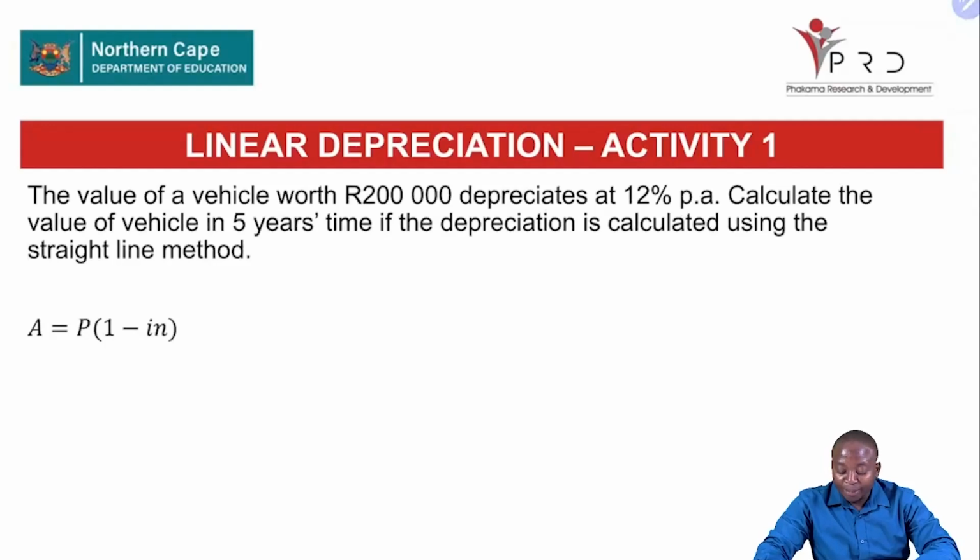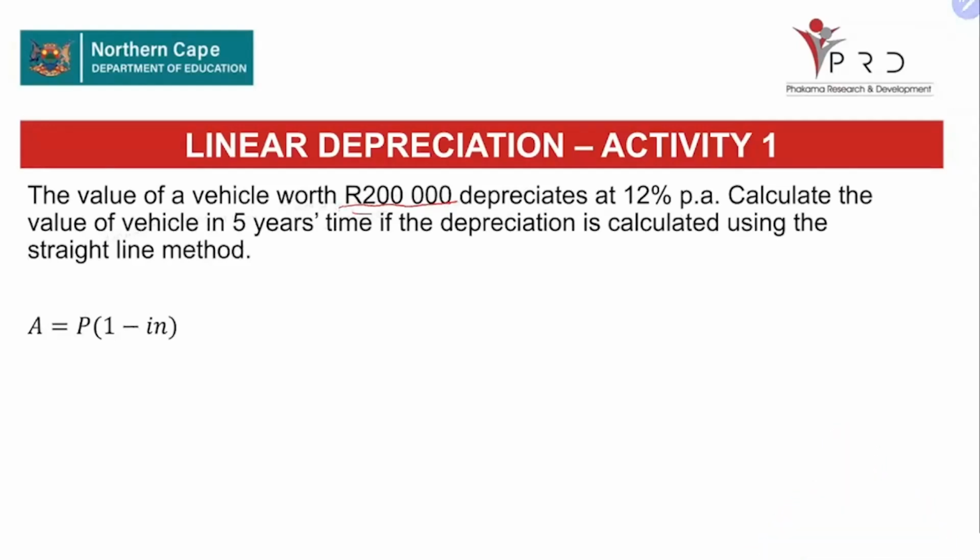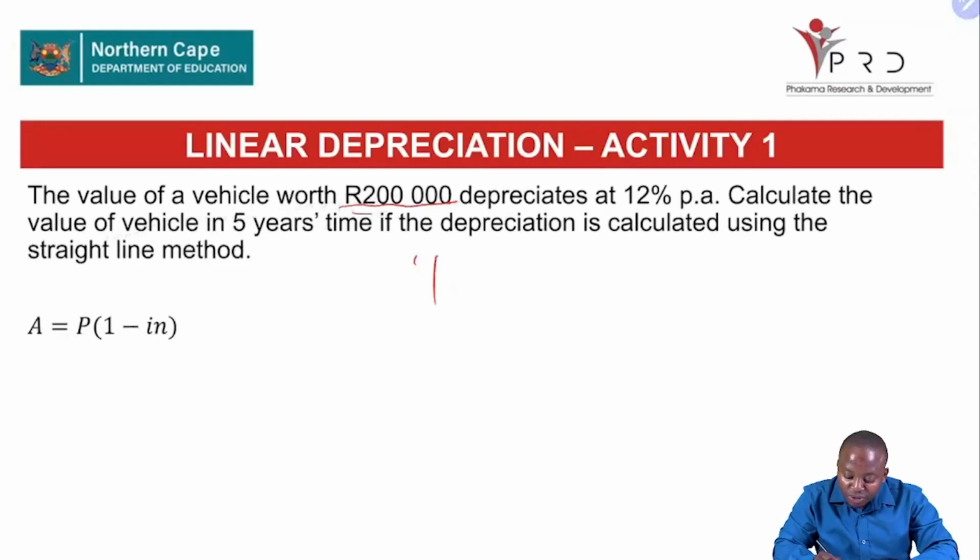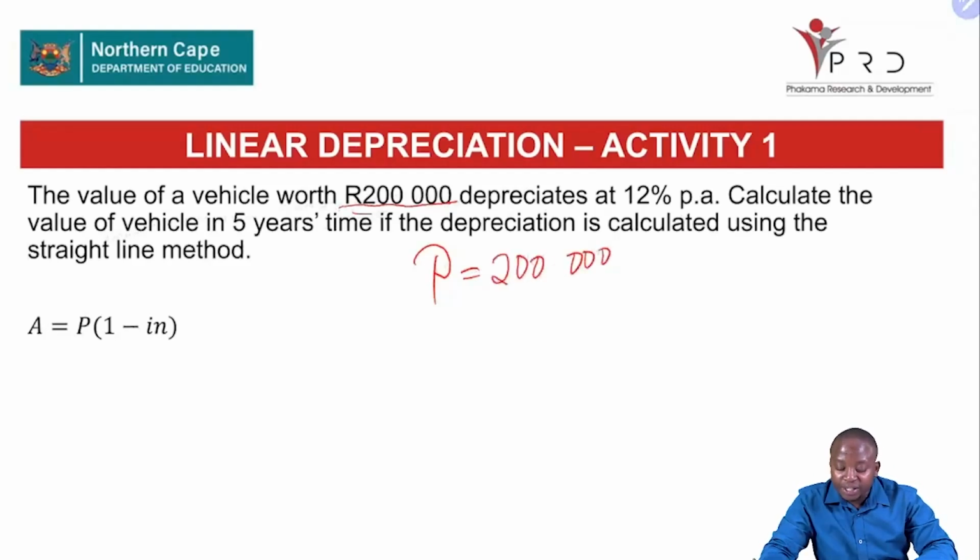Now, remember finance, step number 1, you always collect the data from the given statement. Let's see what is given. They said the value of the vehicle is worth 200,000. Say if I buy the vehicle right now, I'll buy it at 200,000. The keyword is right now, so in the present, our present is 200,000. It depreciates at 12% per annum.